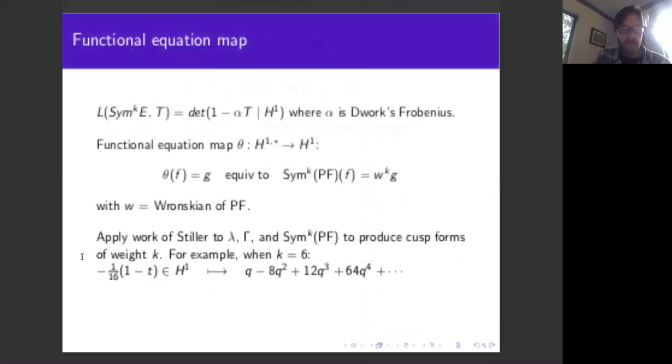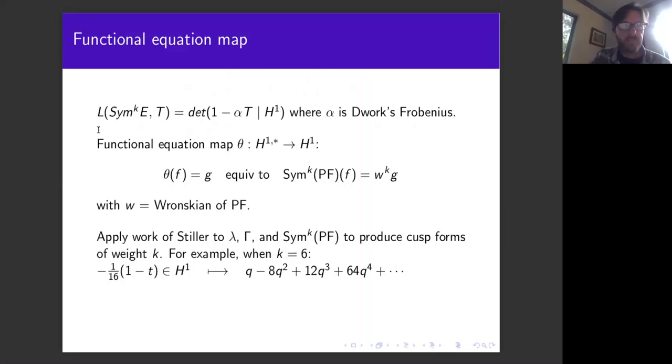All right. So here, I'll mention a little bit of Dwork's cohomology. Sorry, actually not this slide. This slide is the functional equation map. So the L function of the symmetric powers of this elliptic family can be described in terms of p-adic cohomology here. And here I put alpha instead of Frobenius because I want to say that alpha is Dwork's Frobenius. And I'll mention in a second why I'm writing it that way.